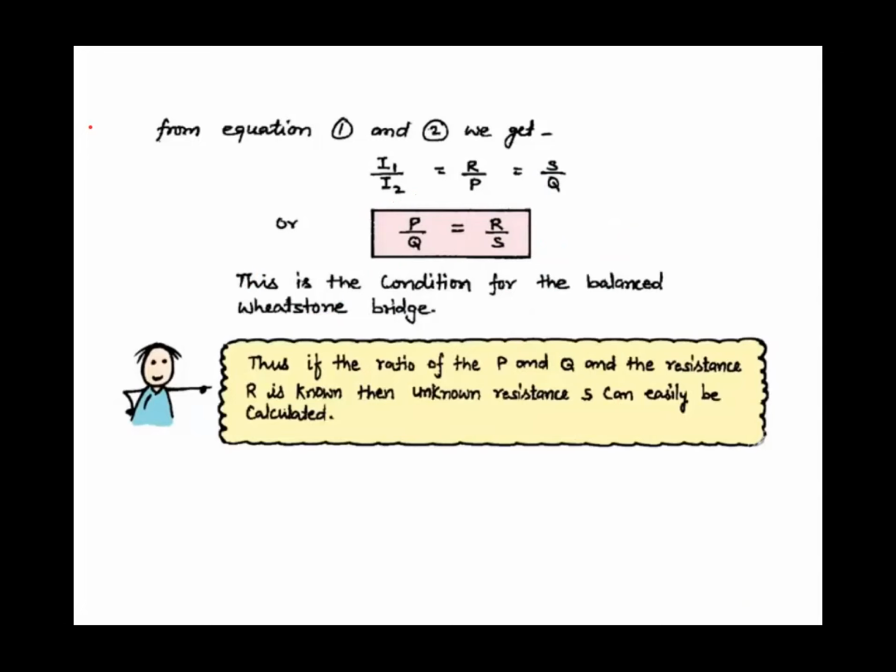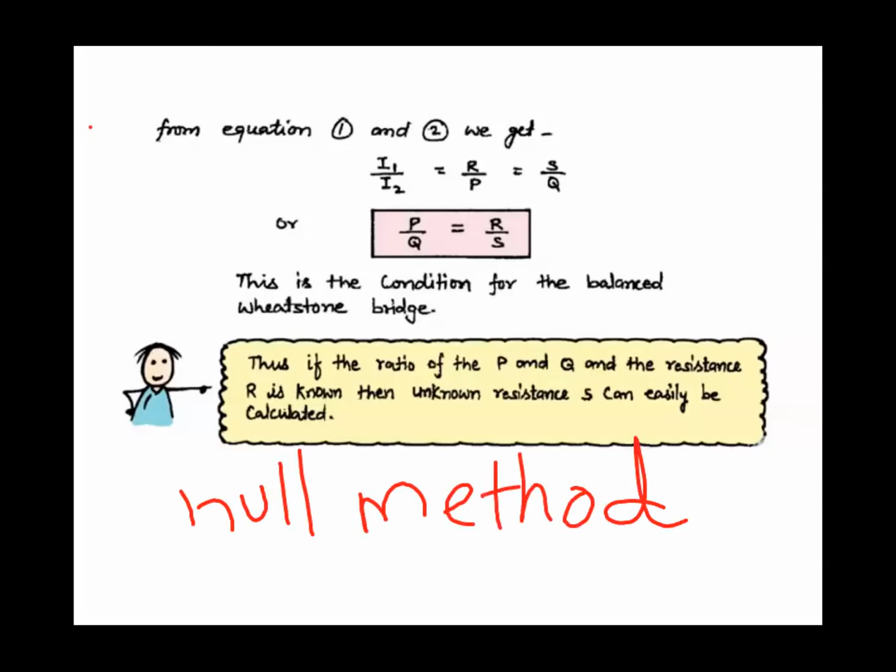Now, if we talk about the advantages of this method, there are many other methods with which we can find out, we can calculate the resistance. But this method, beta, works on the null method. Null method means zero deflection method. So as it works on the zero deflection method, the internal resistance of the cell and the resistance of the galvanometer do not affect the null point.